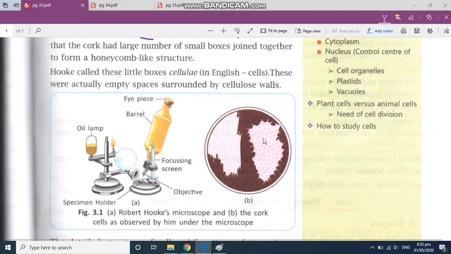So you can see this diagram, under the microscope he saw it like this. This is one cell of a cork, so many cells of a cork. So he noticed that the cork had a large number of small boxes joined together to form a honeycomb-like structure. Hooke called these little boxes cellulae, that means cell. And these were actually empty spaces surrounded by cellulose walls. So this is the structure of Robert Hooke's microscope and the cork he observed under it.